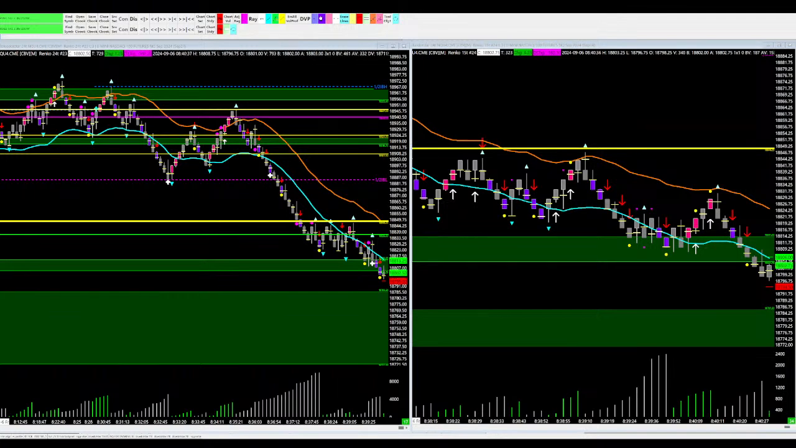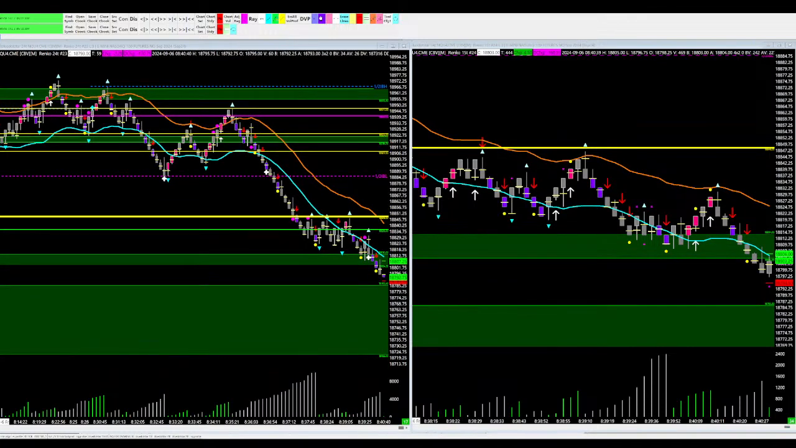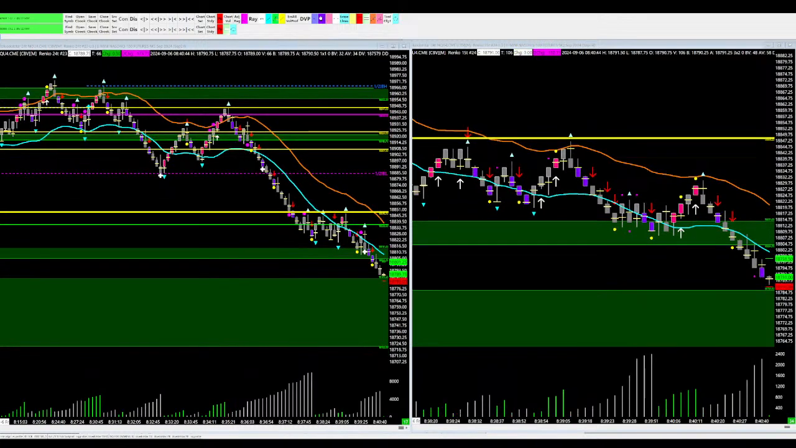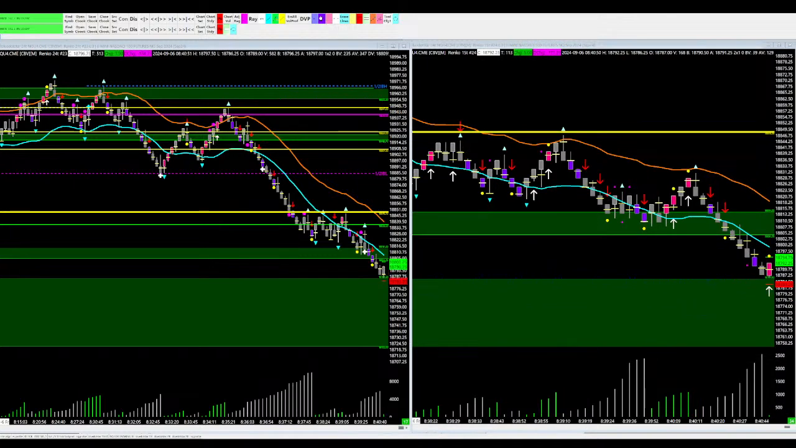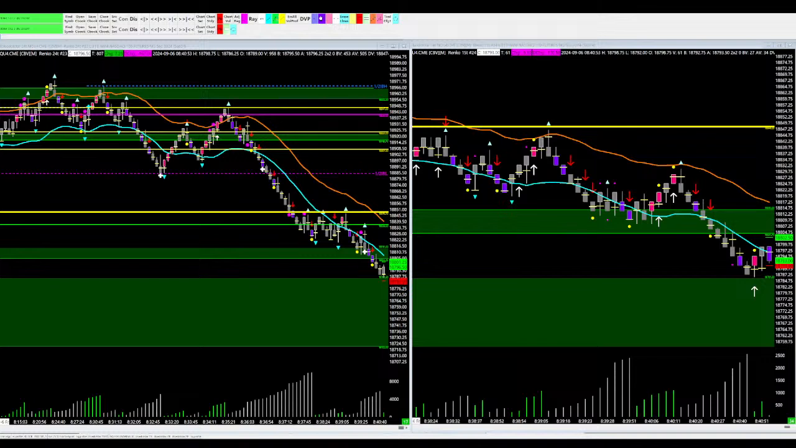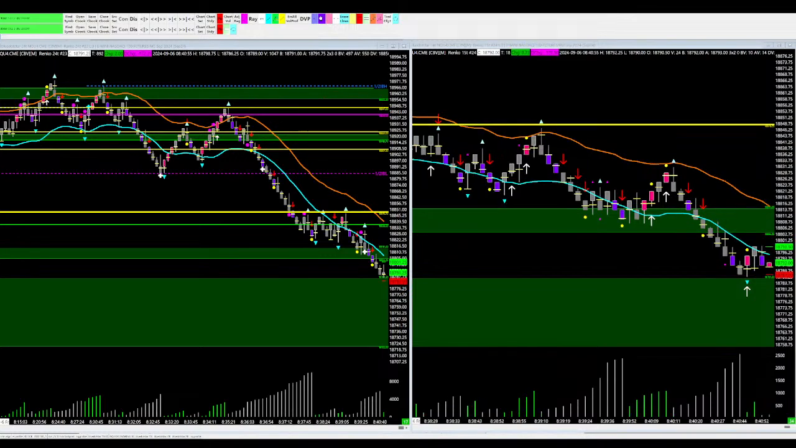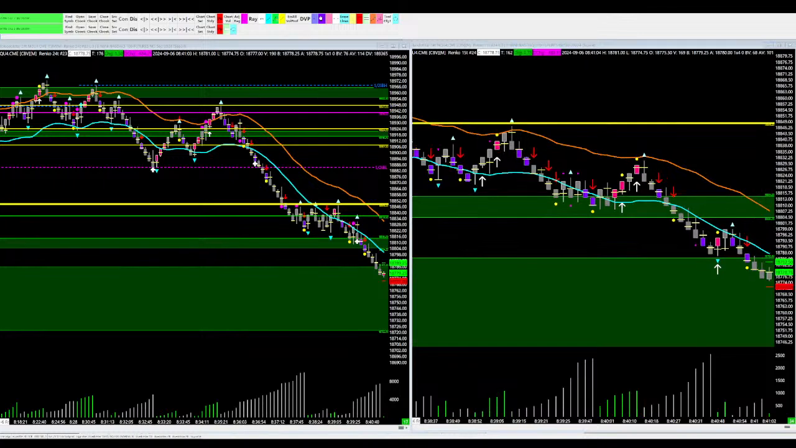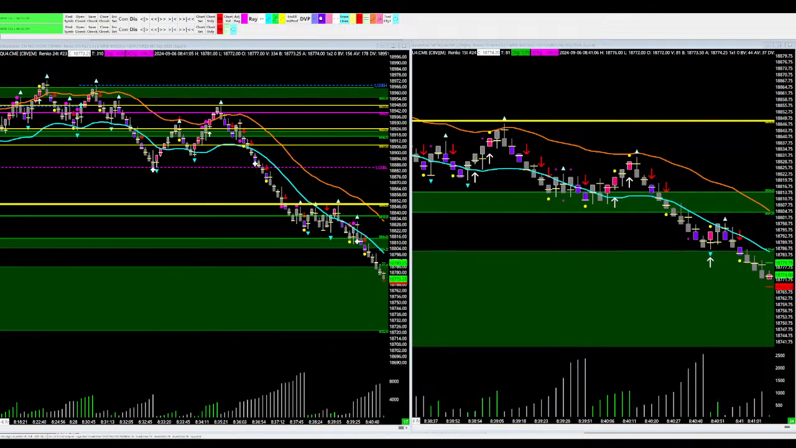Now it's coming down, and you still have to get to the single prints, which are below. This is your next area right here. And we're obviously open drive lower, by the way.